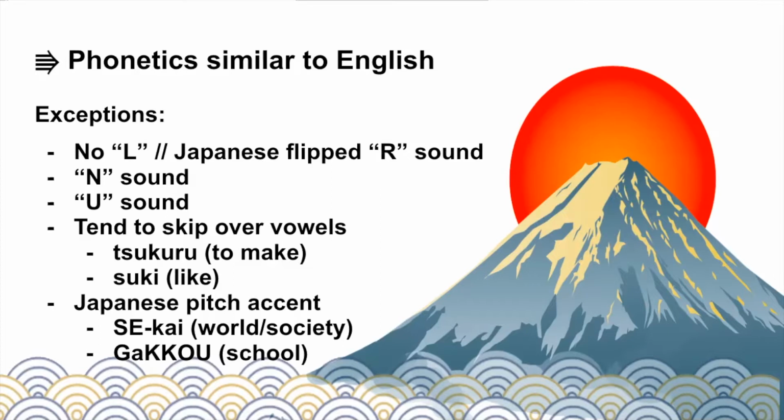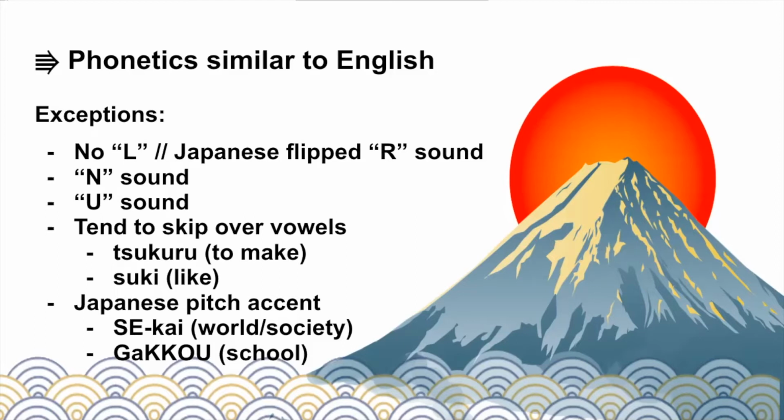So Japanese has similar phonetics to English, but there are a few exceptions. So there aren't any L's in Japanese, and every R in Japanese is pronounced more like a D. So it's not ra, ri, ru, re, ro, like in English. It's da, di, du, de, do.